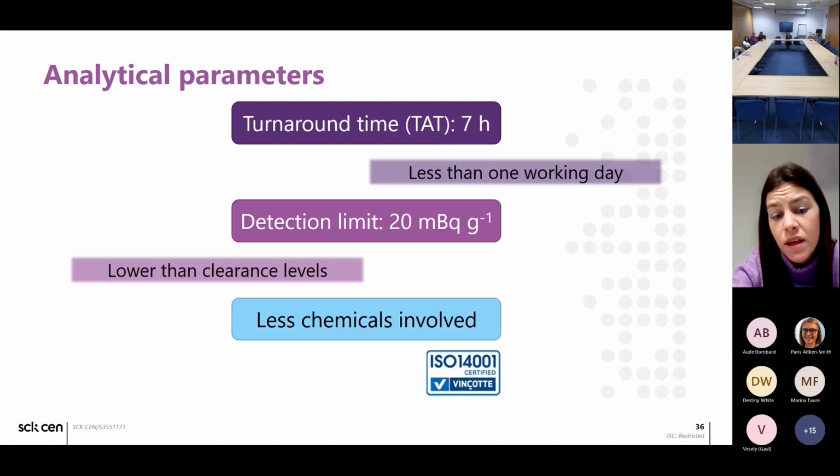And as well, one of the relevant things was that the amount of chemicals involved in this procedure was so low, since we only needed a trapping solution, and therefore we also produce less waste. And this agrees with the ISO 14001, which our lab is certified, has this certification.